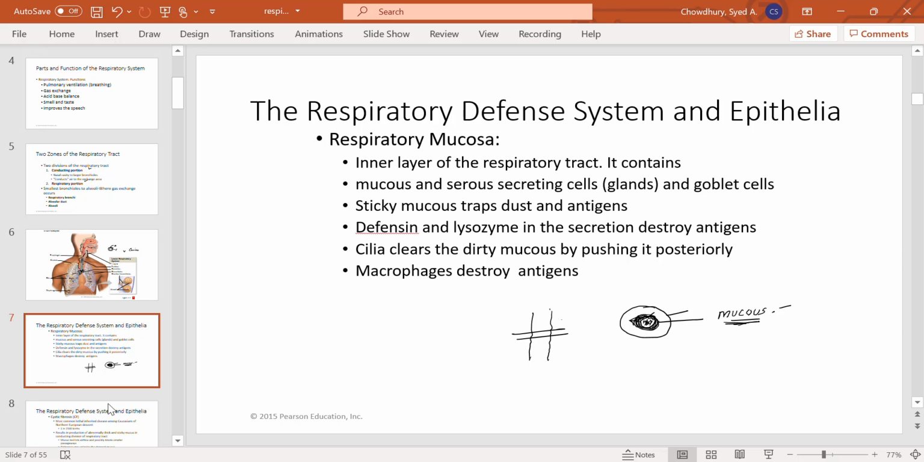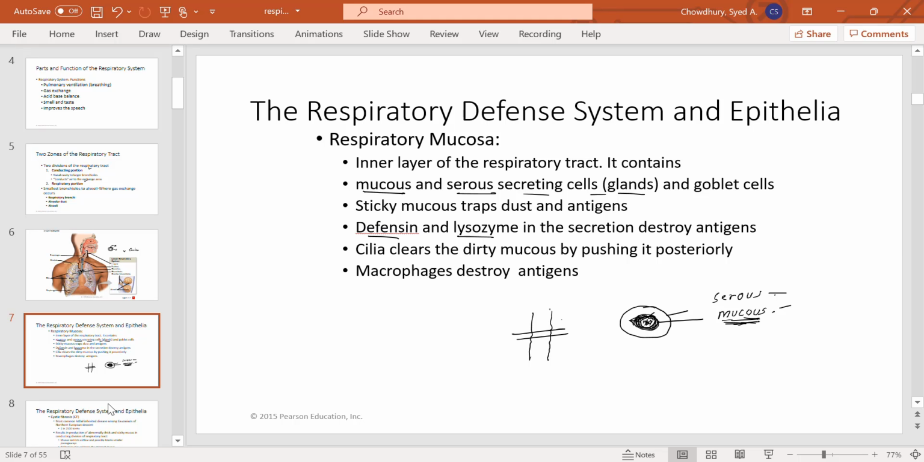Another is the serous secretion, another type of secretion. Mucus and serous secreting cells or glands, same thing, they secrete the seromucus secretion. Serous secretion is more watery and it has some chemicals that can destroy the microorganism, like defensive lysozyme. And mucus, as I told you, is a thick, sticky secretion that makes a layer and also traps the antigens.